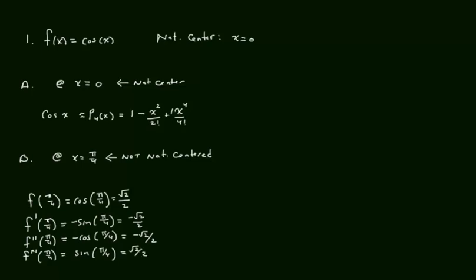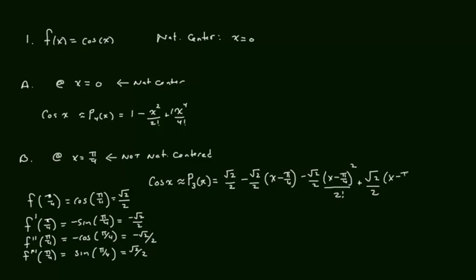So my function, cosine of x, is approximately a third order polynomial which is equal to the square root of 2 over 2 minus the square root of 2 over 2 times x minus pi over 4, because I'm centering it at pi over 4, minus the square root of 2 over 2 times x minus pi over 4 to the power of 2 over 2 factorial, I'm leaving this unsimplified, plus the square root of 2 over 2 times x minus pi over 4 to the power of 3 over 3 factorial. Done. I'm going to stop there.